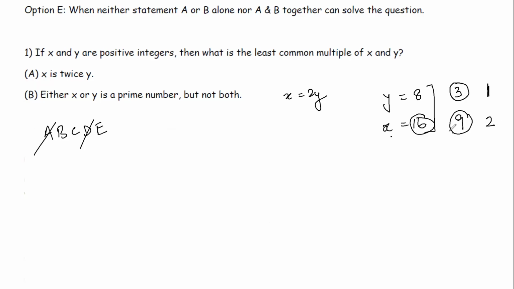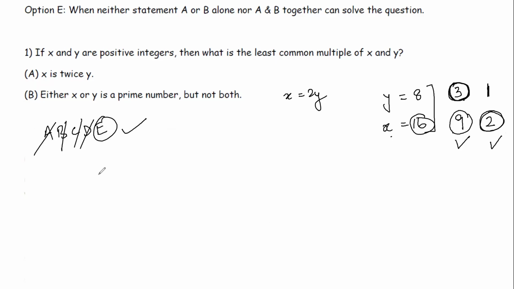So x or y is prime, but not both. On its own, it doesn't tell us anything. But when we take both the situations together, we can take this as an example where y is prime and this as an example where x is prime, and we are also satisfying statement A. Even then, we get two possible outcomes for the least common multiple of x and y: one is 9 and one is 2. Therefore, C is also out. E is the answer.